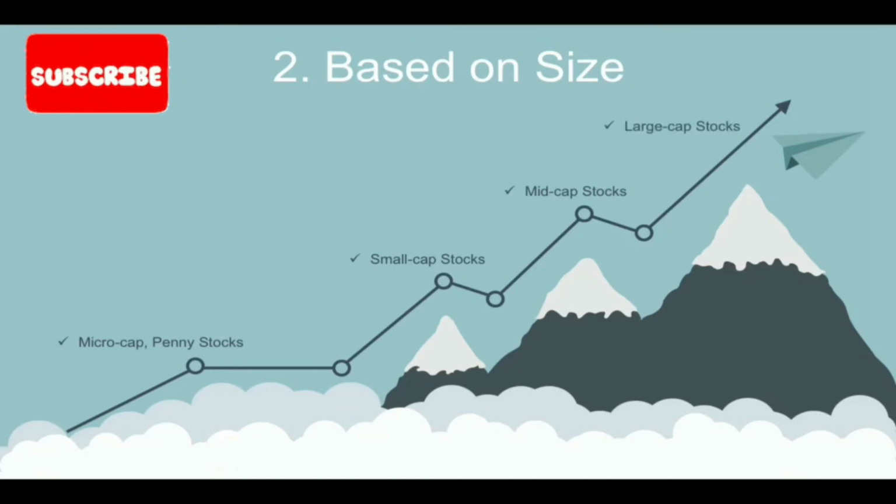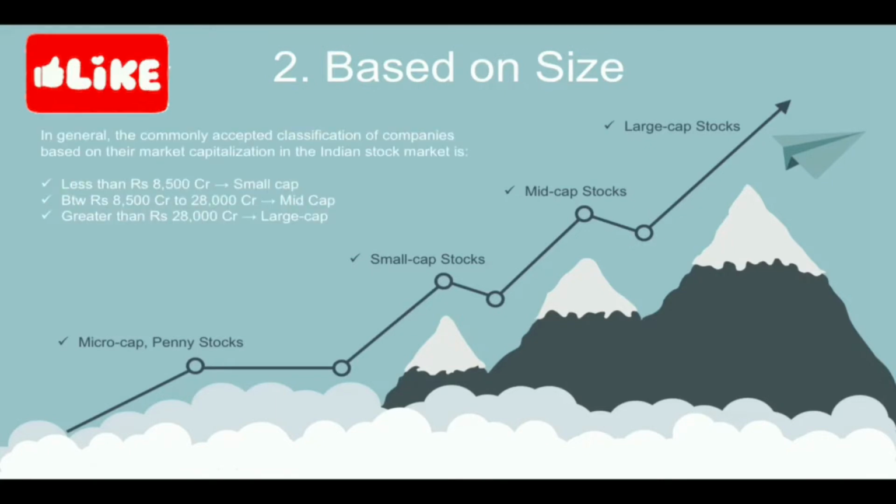So as the name suggests, these companies are based on the size. The smaller the size, the smaller the cap, and the higher the size, the higher is the market cap of a company. Now based on the market capitalization, a company is a small cap if its market cap is less than 8500 crore. It is a mid cap if its market cap is between 8500 to 28000 crore, and it is a large cap if its market capitalization is greater than 28000 crore.